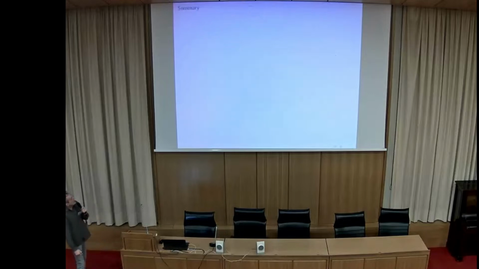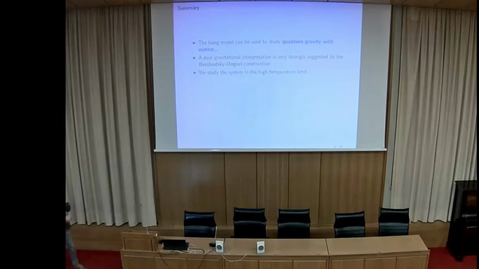Okay, so now to summarize. It seems that I try to argue that the Ising model can be used to study quantum gravity with matter in some way. So one can really focus on some and see some strange behavior. So this is the Bershadsky-Ooguri construction. Also, it would be very nice to really get those steps in this heuristic approach and really make them precise.